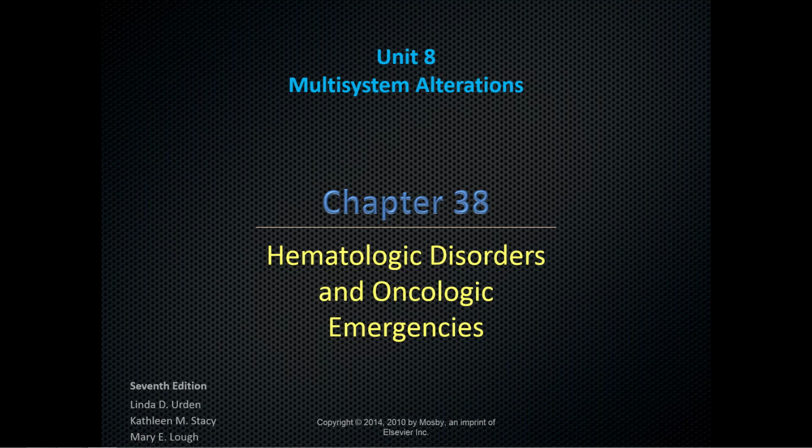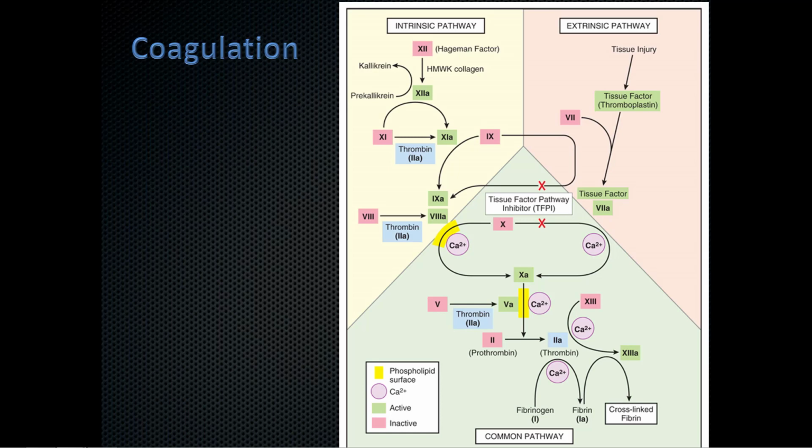In this lecture, we will cover hematologic disorders and oncologic emergencies. To start, I'd like to talk about the coagulation cascade. So hemostasis is the ability of the body to control bleeding and clotting. And there are four major actions that are involved in achieving hemostasis. So let's talk about those four actions.